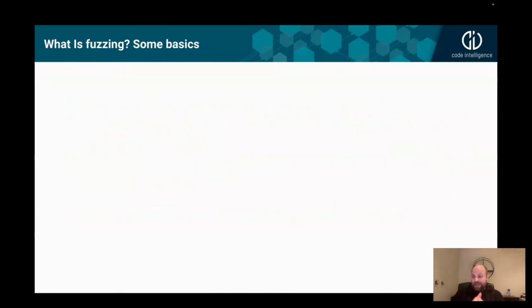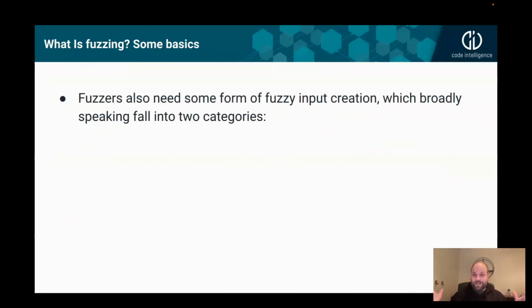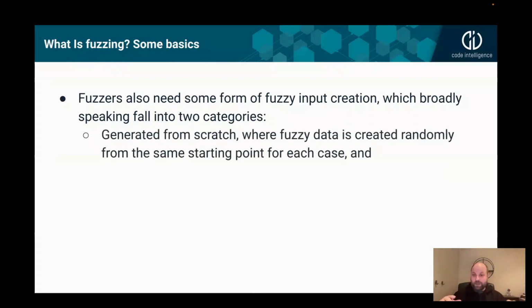So let's get back to what is fuzzing. Let's talk about some basics. Fuzzers need some form of fuzzy input creation. Broadly, there are two ways that you can generate fuzzy data. You can generate fuzzy data from scratch, where you say, give me a string or give me a file or give me some input from scratch. You start from a basic seed or basic input and you generate the inputs from nothing over and over again.